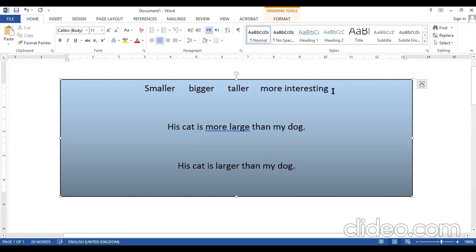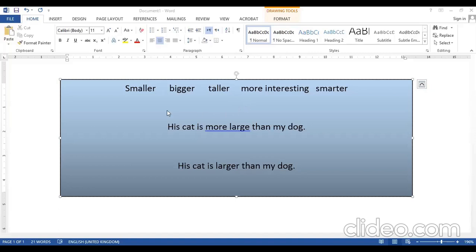Or for example here, smarter, yes, we only add er to the adjective smart, which is a one-syllable adjective. The other rule is for two-syllable adjectives which do not end in y, or three or more syllable adjectives. We use the form more plus an adjective, right?